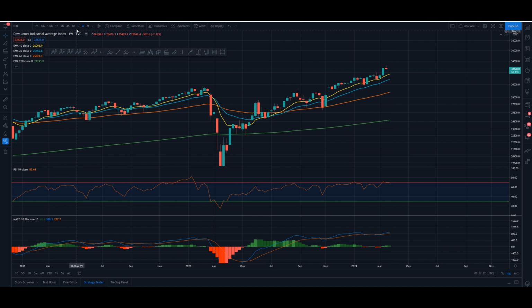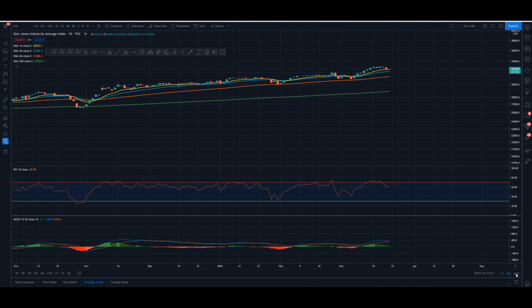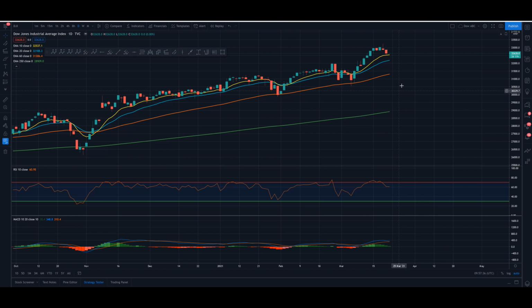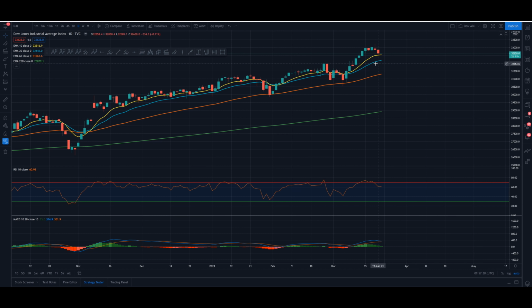So let's come down to the daily time frame, see how it looks here. Now on the daily time frame, let's just switch back into arithmetic here. So still above the 10, still above the 20, still above the 60, still above the 250. Visited overbought conditions on the RSI last week, have now cooled off a bit, not quite back in neutral territory.